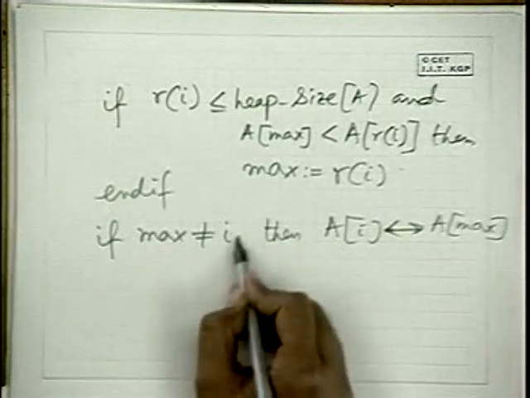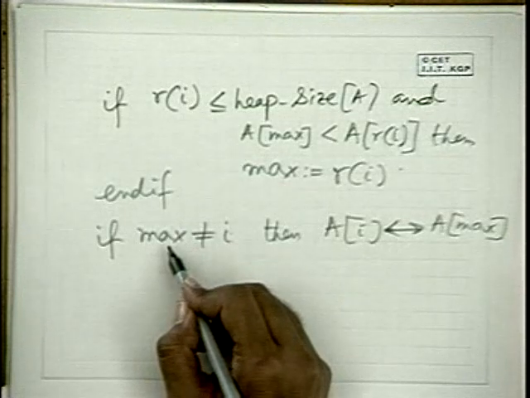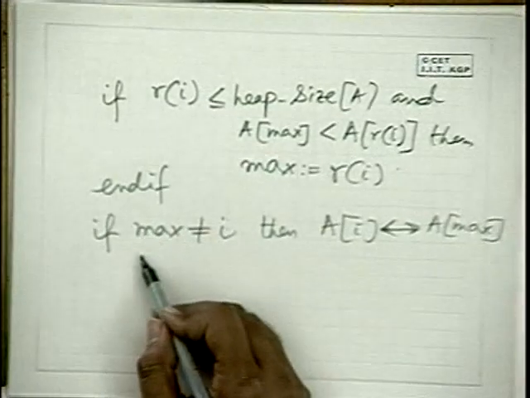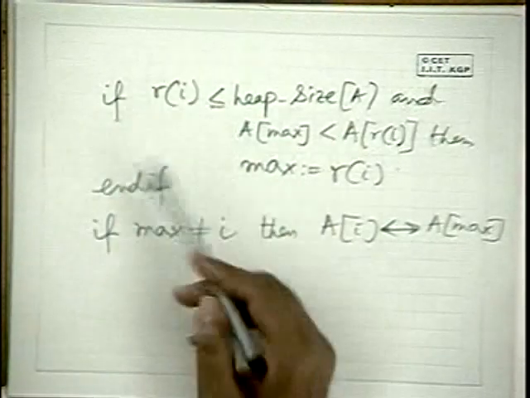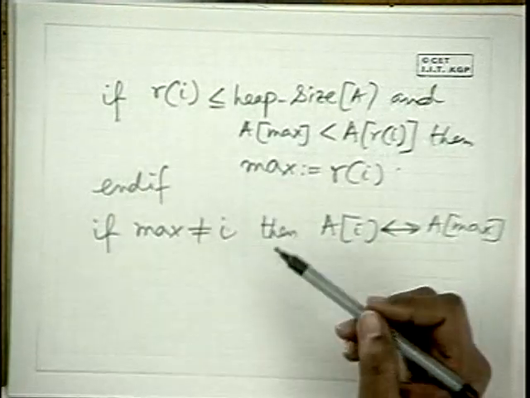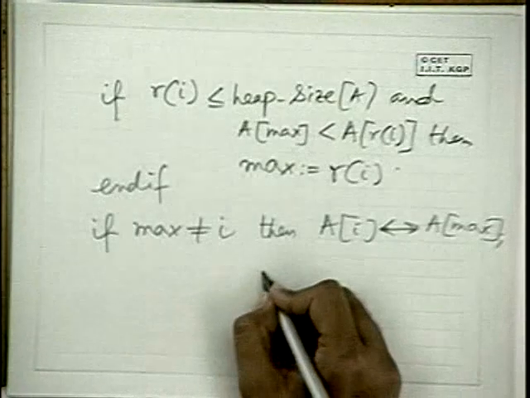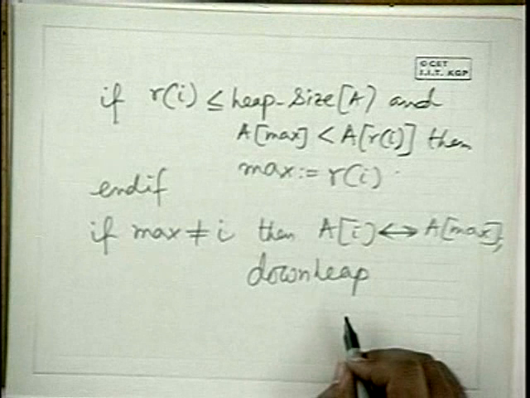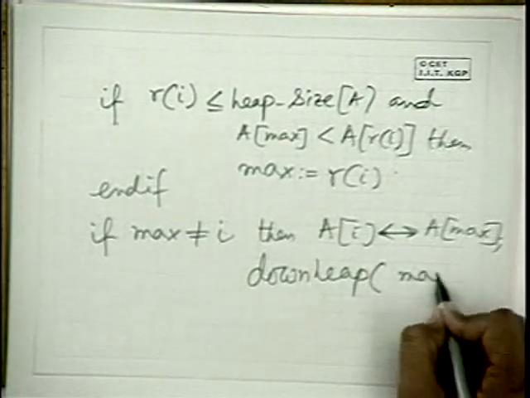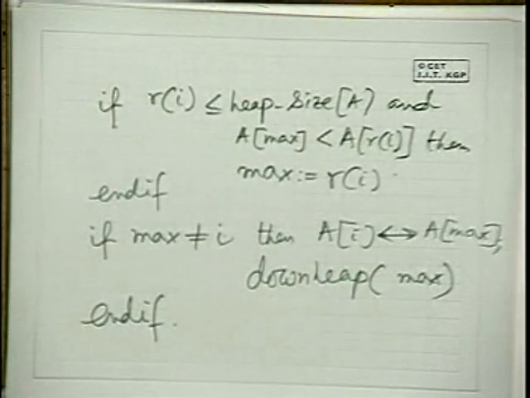Okay, and this is the condition you have to check to terminate the recursion, otherwise it will not terminate. When will max not equal i happen? When one of these if conditions is satisfied. If none of these if conditions is satisfied, max will remain as i, because the first thing was max is equal to i. So if max is not equal to i, then you swap and then you call down heap on max and heap size. So this is the down heap.